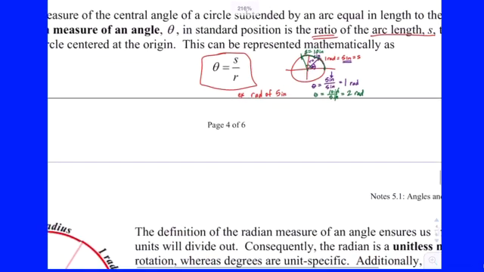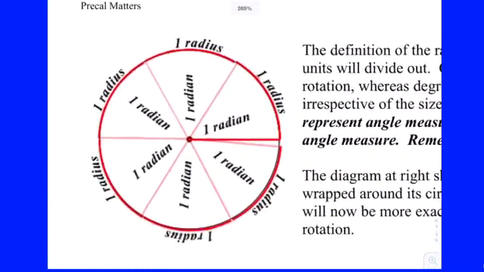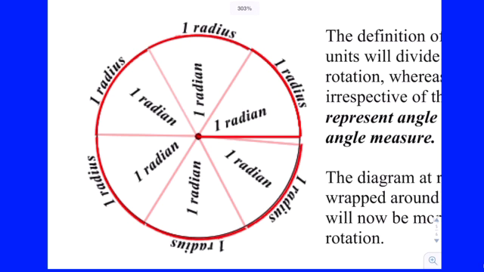Okay? Now the question is, how can we figure out a conversion between radians and degrees? If it's true what I told you, and it is, that you can see it right here, for any given circle, you can go around 6 full radiuses, right?